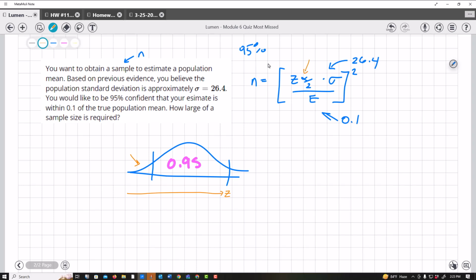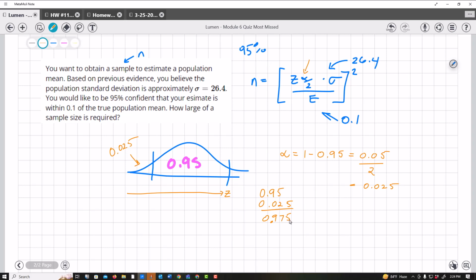So if I have 95%, alpha is 1 minus 0.95, which would be 0.05. So this alpha divided by 2 now would become 0.025. So the probability that you're actually looking up for the z value, 0.025, is 0.975. And that's why these are weird for students, because of that.